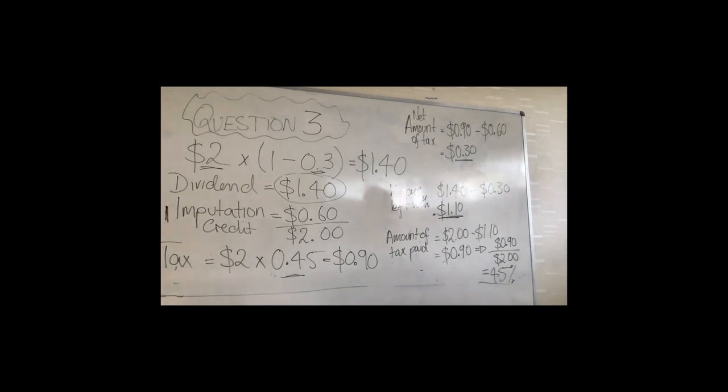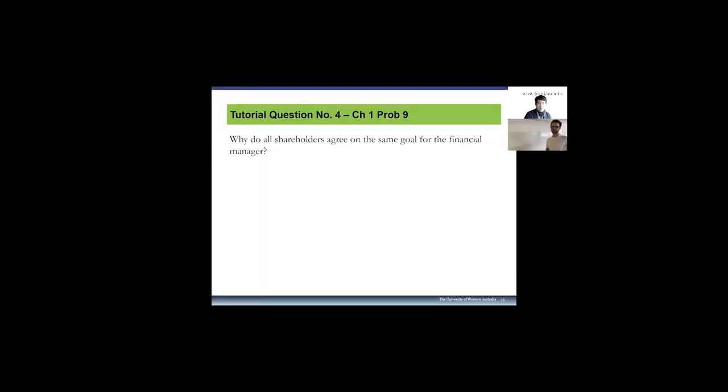Excellent. All right, so now let's come to tutorial question number 4, chapter 1, problem 9. Why do all shareholders agree on the same goal for the financial manager? We talked about this when we covered the principal agent problem and trying to align the incentives of the people who own the company, the shareholders, and the people who run the company, the managers. We really need people to come up with some common goal, something that they're all trying to achieve.